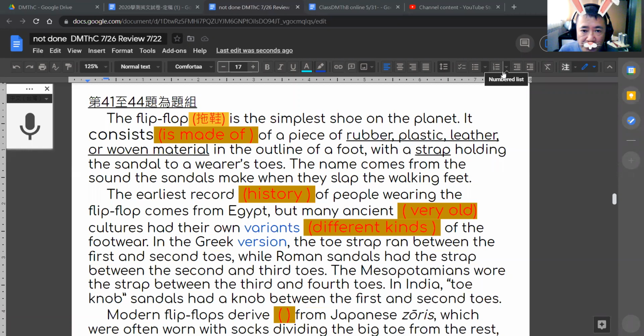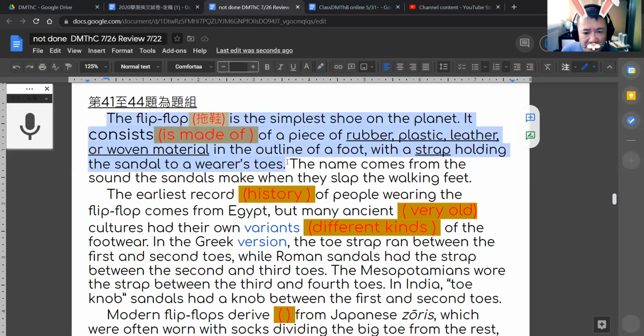Hello, everyone. Today we will be talking about flip-flops. And also, when I see you in class, we will be reviewing the words that we did in the past couple of weeks. But today we will be talking about flip-flops. What are flip-flops? They are 拖鞋. Okay, let's begin.